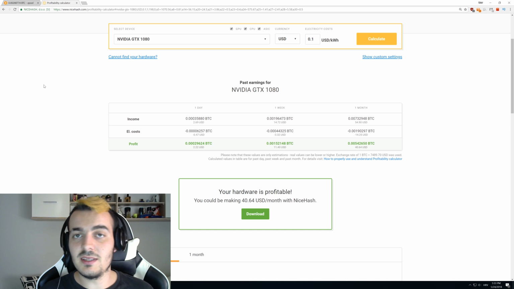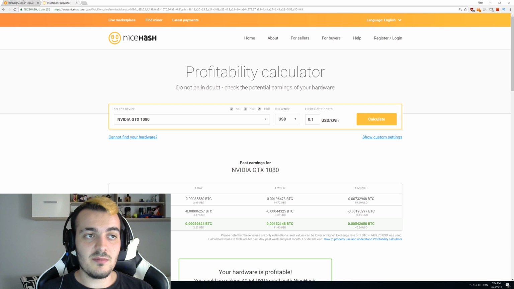It is the easiest to set up, and you don't have to do almost anything else than just click one button, start mining, and you will actually have the best profits.